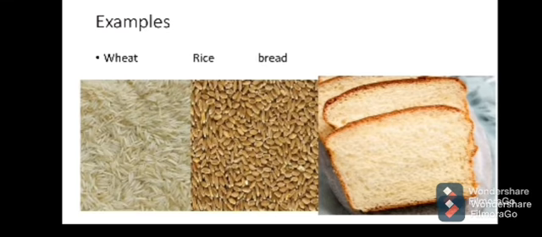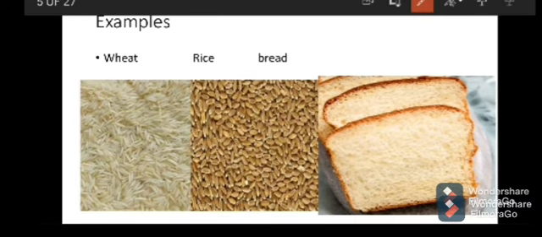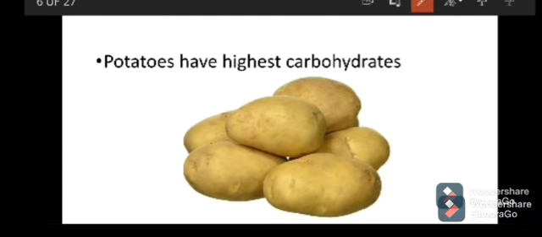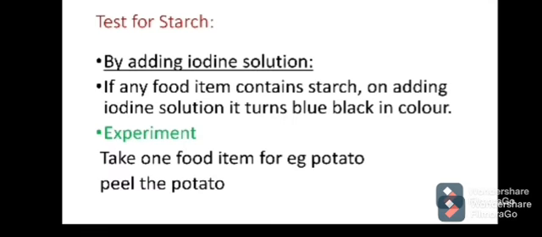So we can see here rice, wheat and bread, and also potatoes. Potatoes have the highest carbohydrate content. Now, if you want to know whether our food sample contains carbohydrates or not, we have a small test to know the presence of carbohydrates in our food sample.